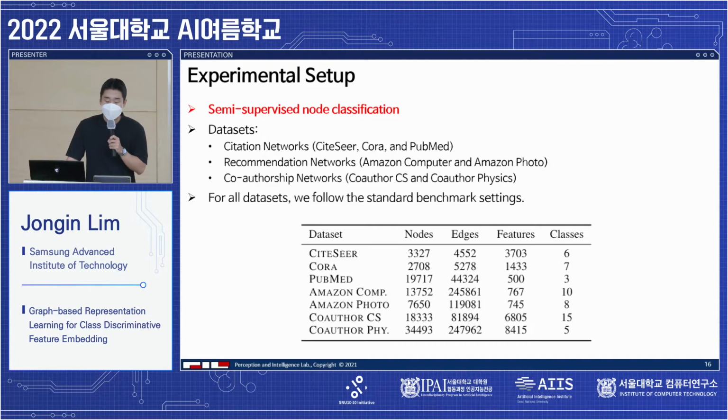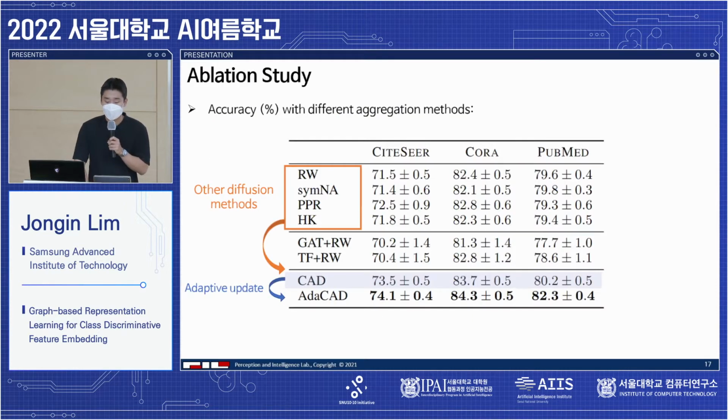In experiments, we validate our GNN model on the semi-supervised node classification task. First, we conduct ablation studies to demonstrate the effectiveness of each proposed component. We compared our class-attentive diffusion with 4 existing diffusion methods. As shown in the table, our class-attentive diffusion contributes to large performance gains. Also, there are additional performance improvements when applying our adaptive update scheme. Overall, the results clearly demonstrate that both proposed components contribute to better feature learning.